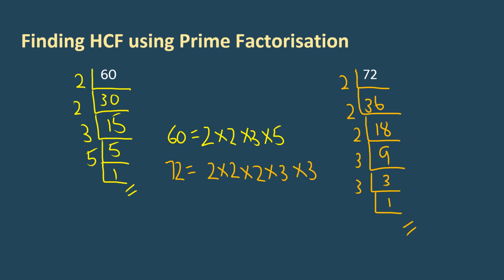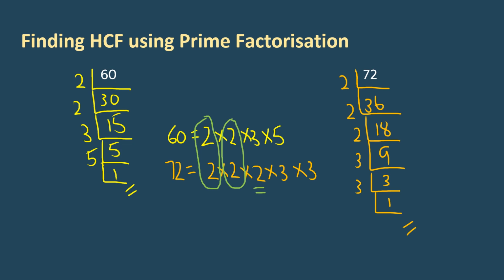Okay, so in order to find the highest common factor, we're now going to find the numbers that repeat the same number of times. So what does this mean? We can see that both 60 and 72 divide by 2 once, twice, and not a third time, because only 72 is able to divide by 2 one more time, but 60 isn't able.